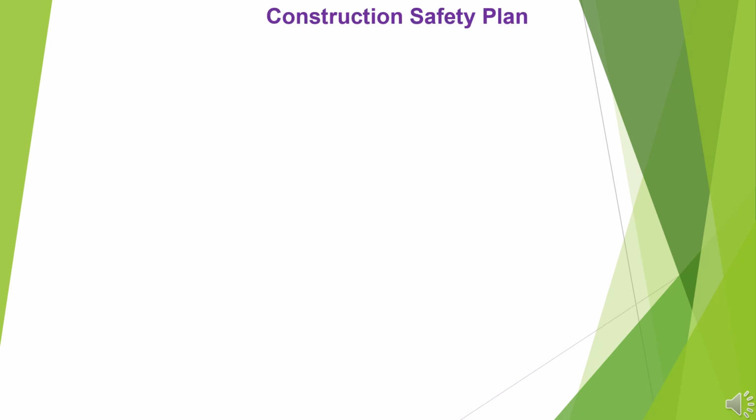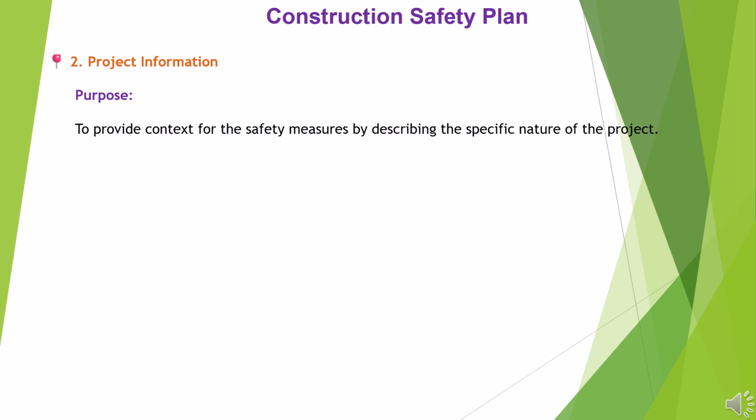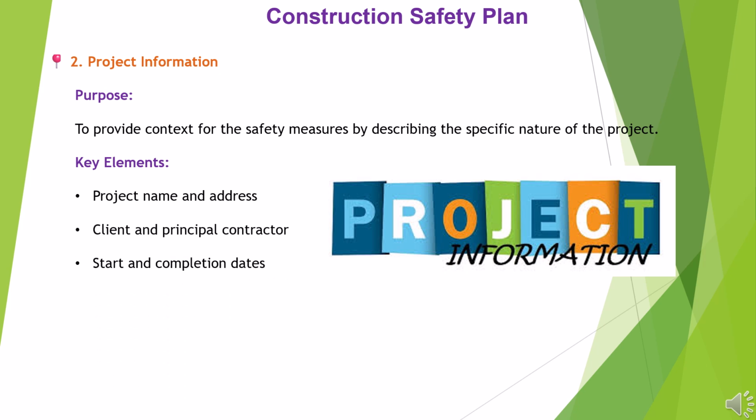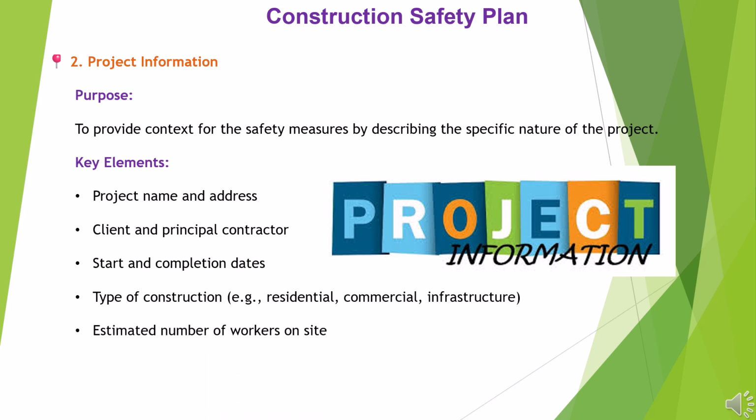2. Project information. Purpose: to provide context for the safety measures by describing the specific nature of the project. Key elements: project name and address. Client and principal contractor. Start and completion dates. Type of construction, e.g. residential, commercial, infrastructure. Estimated number of workers on site.